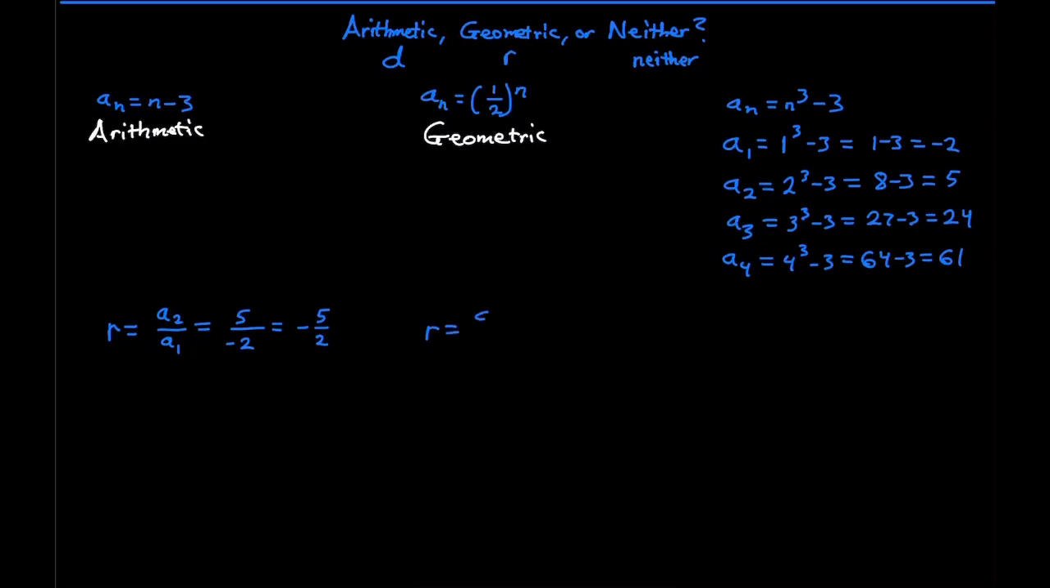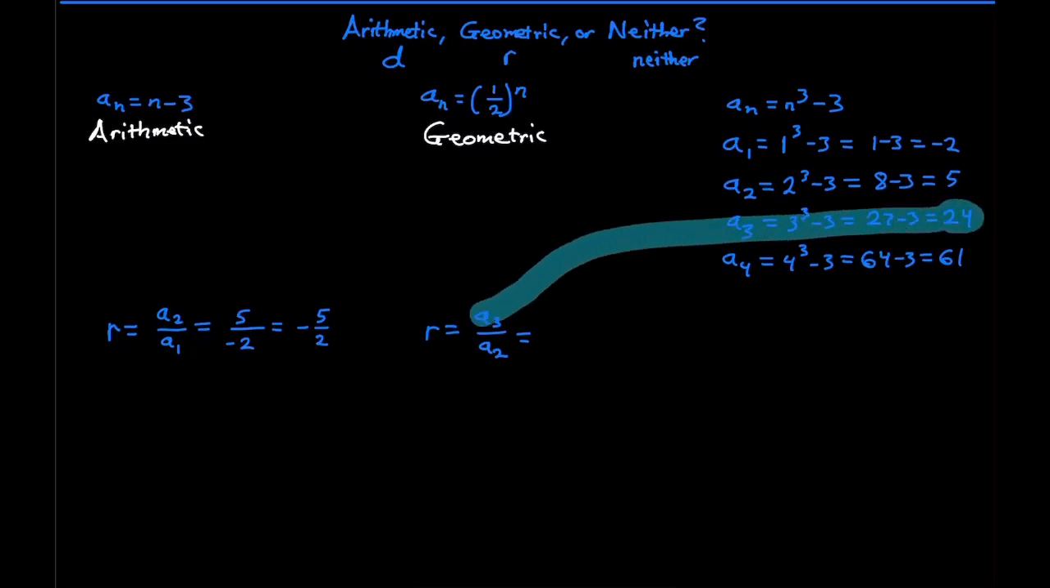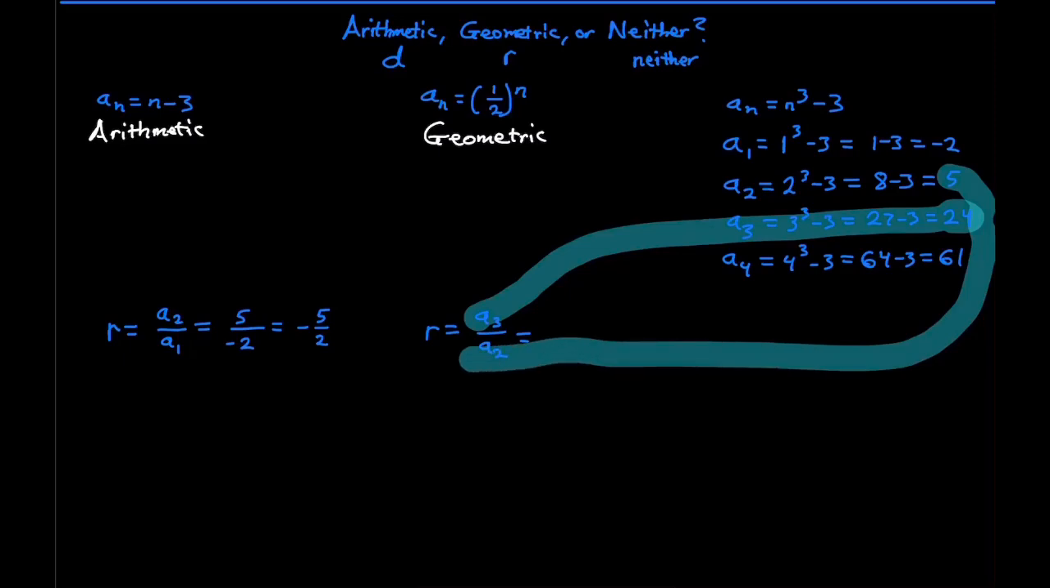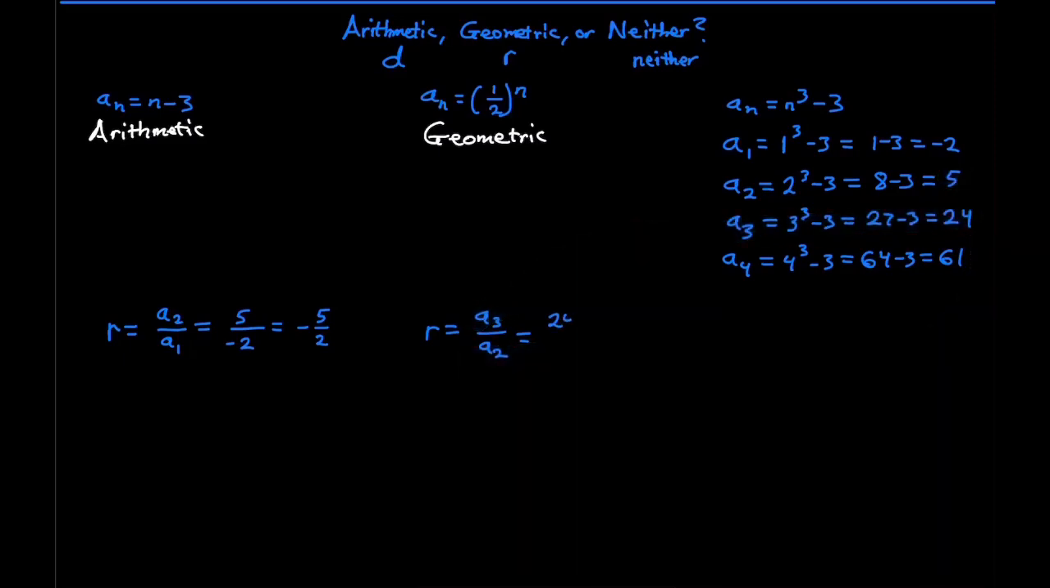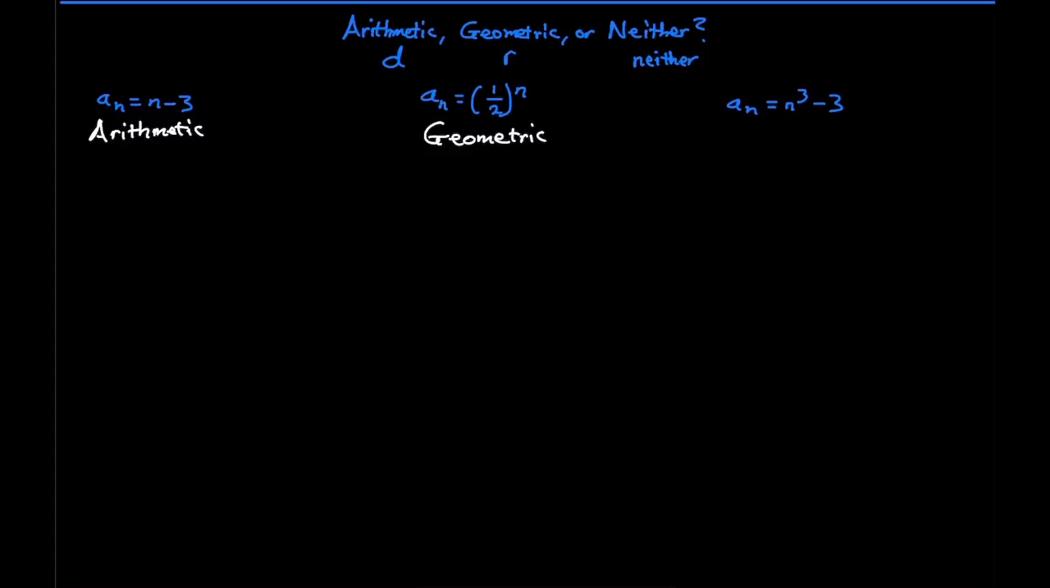Then you check A3 divided by A2. A3 is the 24, that'll go on the top. A2 is the 5, that'll go on the bottom. So you have 24 divided by 5. As soon as you see that these are not the same, we also know that there's no common ratio. They have to be the exact same for there to be a common ratio. So it wasn't arithmetic and it wasn't geometric either. That means that this is the case where it was neither.